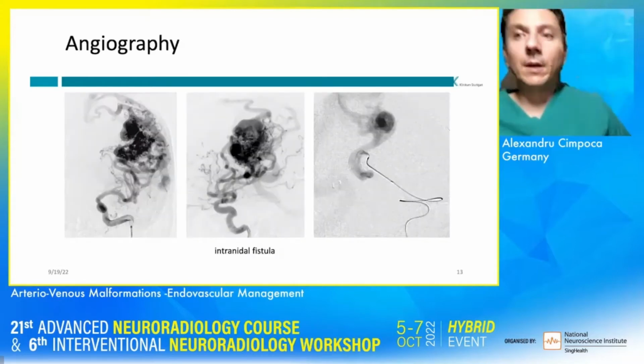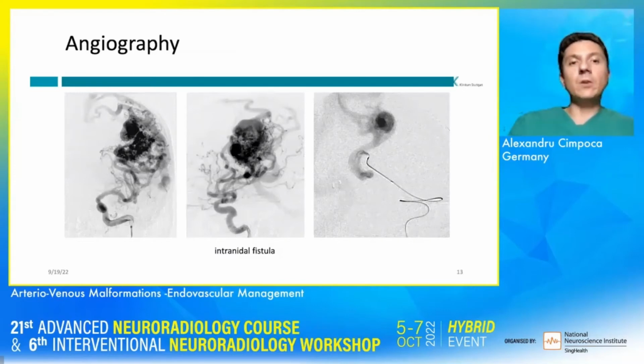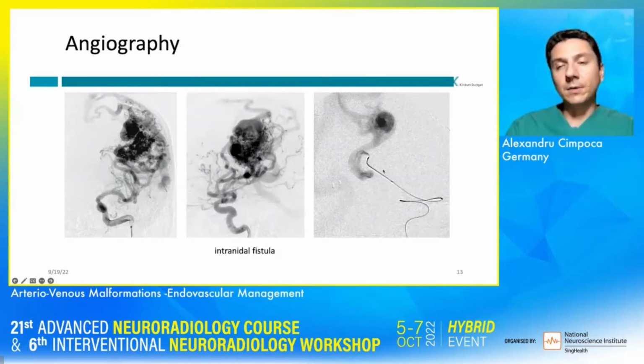Here is an example of an angiography showing an intranidal fistula. It's practically impossible to see on a standard MRI or CTA.